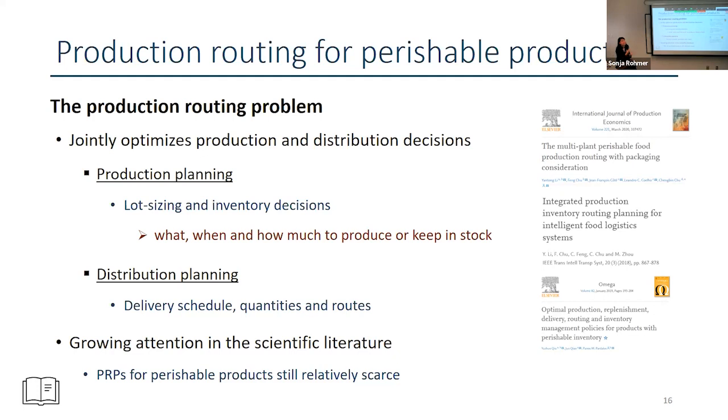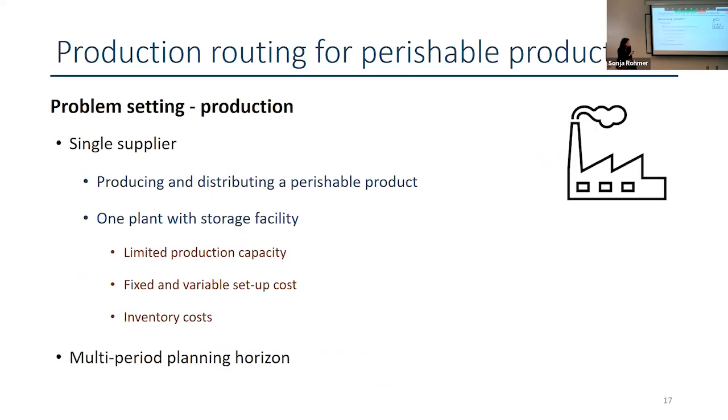And there's a distribution plan. That's the other component of the production routing problem, where we need to define the delivery schedule, the quantities, and the routes that we want to use. There's been growing attention in the scientific literature on these types of problems. However, not so much has been done on perishable products. There are a few references here at the side where people have focused on food and perishables.